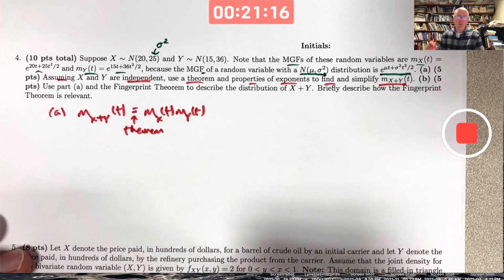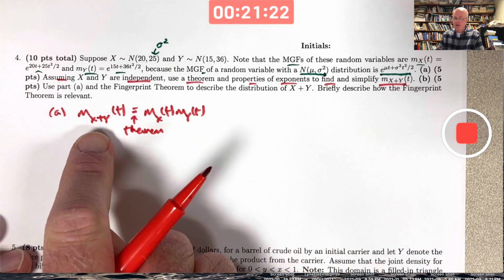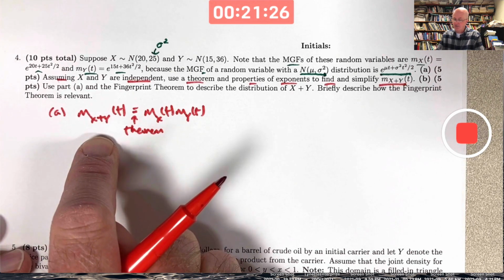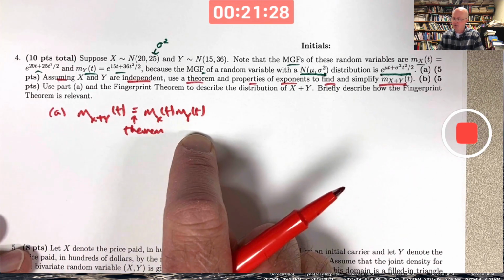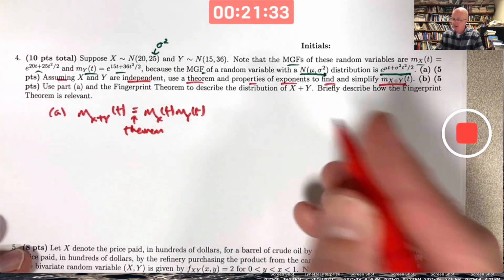It's not saying what the random variable is based on the moment generating function. It's just a property of moment generating functions when you have the sum of two independent random variables. The moment generating function for that sum is the product of the corresponding moment generating functions. And we are assuming independence here, as we often do.